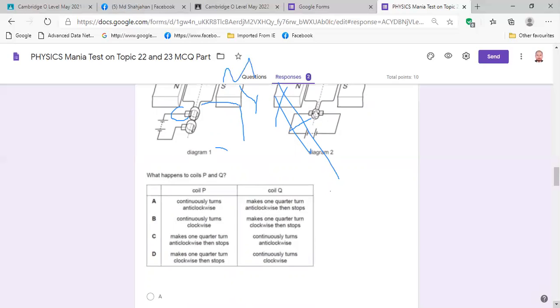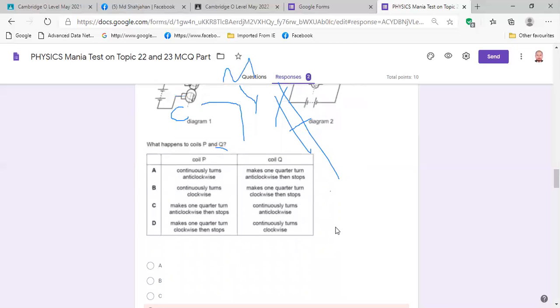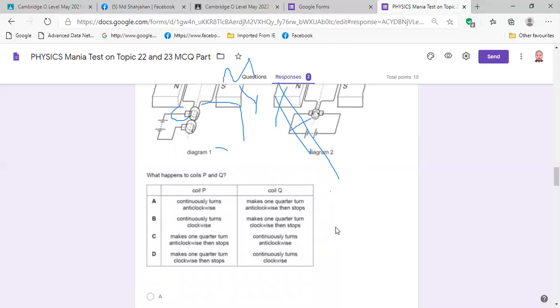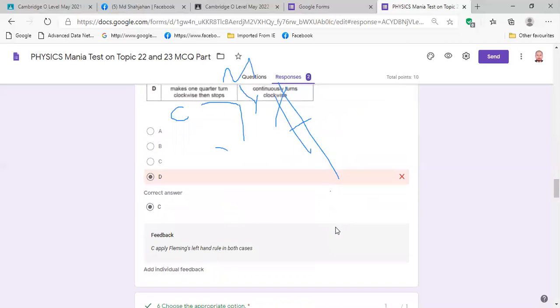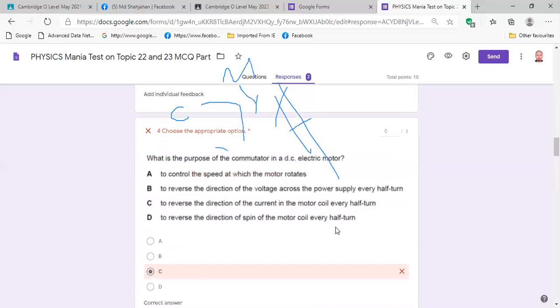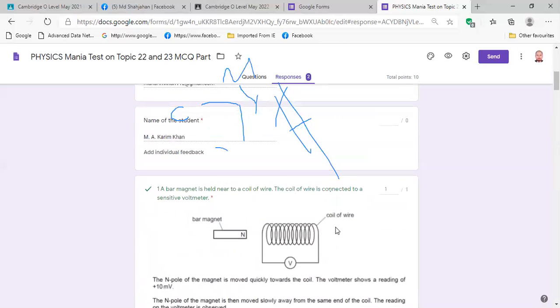So the answer should be C. Yes, sir. And look, here it's not matching. D, continuously turns clockwise, right side for the right diagram is not matching. Coil Q. Yes, sir. So MCQ all are discussed. Yes, sir. Understood them.